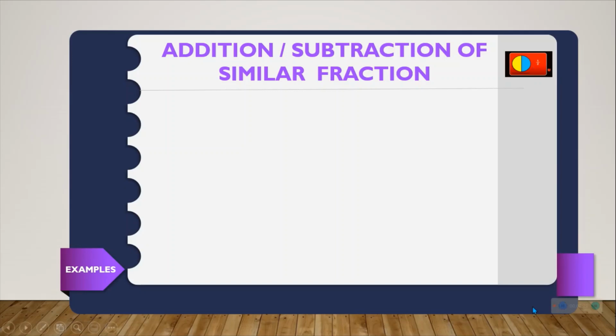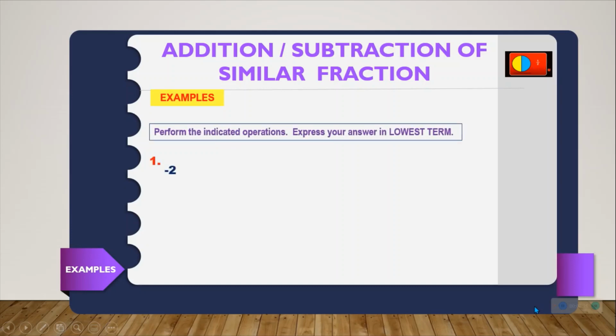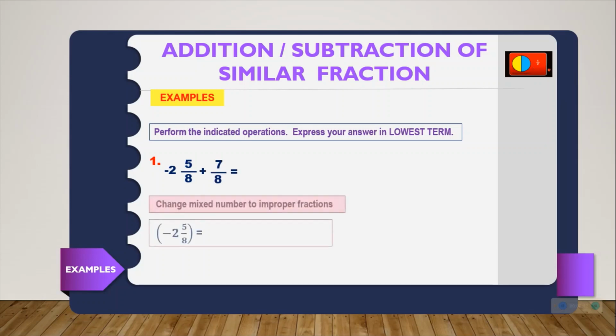Okay, we have examples. Example number 1. Negative 2 and 5 over 8 plus 7 over 8 is equal to... first, we will change the mixed number into an improper fraction. So, how do we do that? The whole number, we multiply it by the denominator. So, 2 times 8 is equal to 16. Let us not include the negative sign yet. Later we will use it.